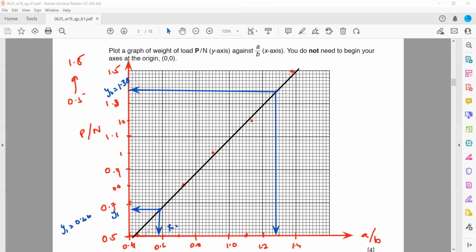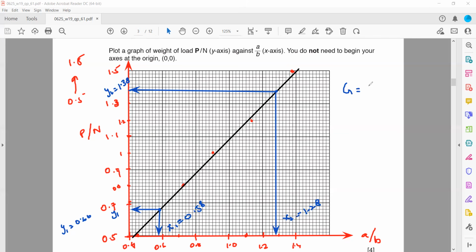So what is x1? This one is 0.4, 0.46, 0.5, 0.52, 0.54, 0.56 and 0.58. So x1 is 0.58. And what about x2? That is 1.2, 1.24, 1.26 and 1.28. So that is 1.28. Now we'll use a formula for the gradient.